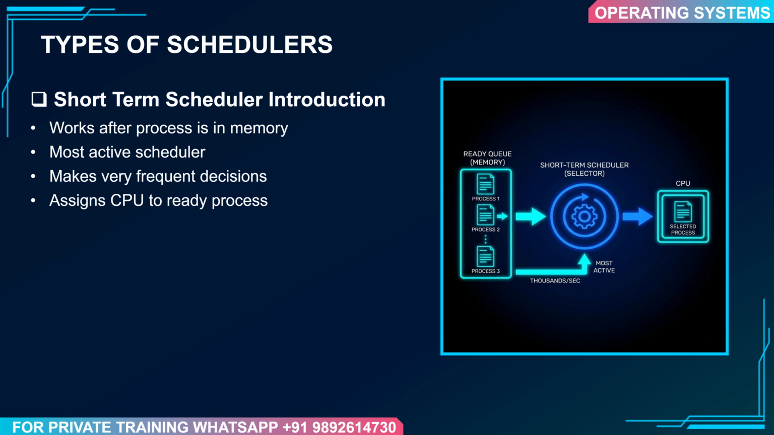Once a process has been admitted into memory, it is ready to compete for the CPU. This is where the short-term scheduler comes in. The short-term scheduler is the most active of all schedulers. It makes decisions very frequently, sometimes thousands of times per second. Its job is simple in description but complex in execution. It selects one of the ready processes and assigns the CPU to it.